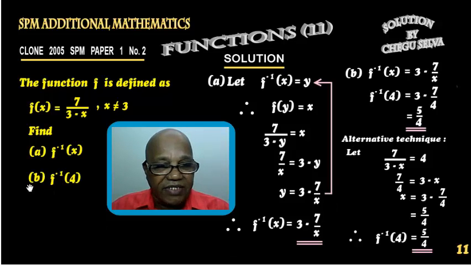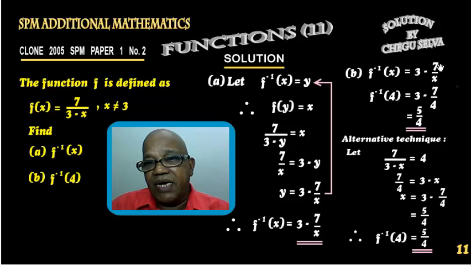Now part B. Part B, you have to find the inverse function of f(4). Now the inverse function of f(x) is 3 minus 7 over x, which we got earlier here. Therefore, the inverse function of f(4) is 3 minus 7 over 4. That gives you 5 over 4. That is the answer. As simple as that.